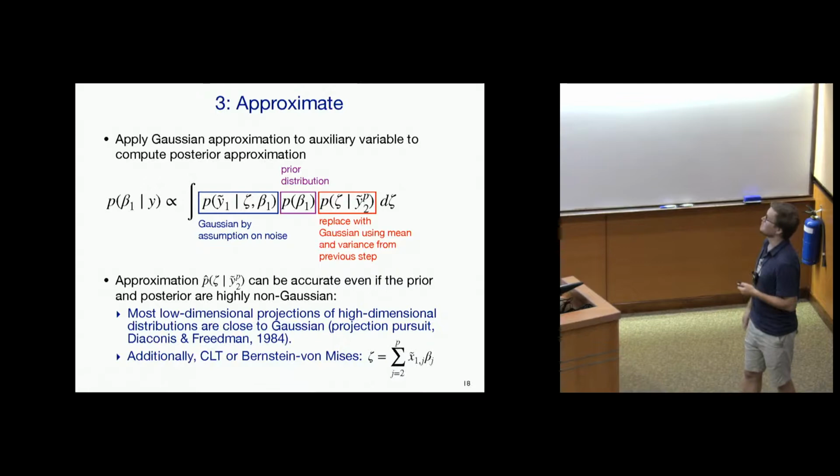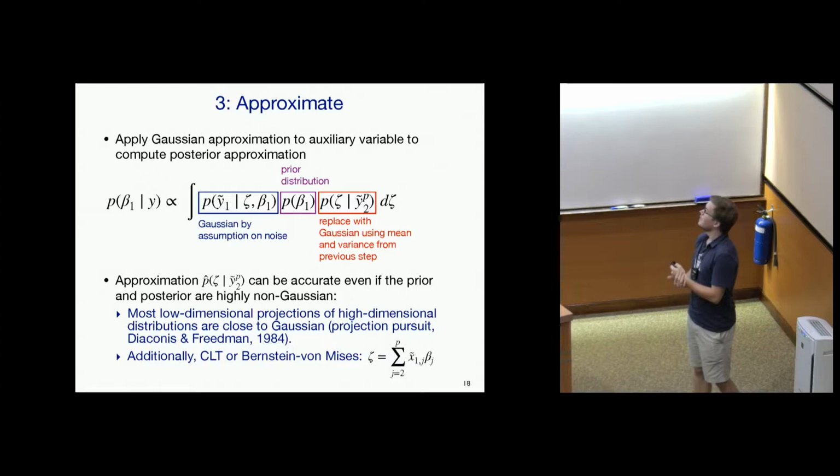We do the Gaussian approximation. So far, everything we did was exact, except for this Gaussian approximation. The whole rotation trick didn't change the posterior, but now we're doing the Gaussian approximation. So we don't get the exact marginal posterior, but we get an approximation. Then the question is, how reasonable is this Gaussian approximation? Zeta is a low-dimensional projection of these many betas. You have this beta 2 to p, given y tilde 2 to p, so that's a high-dimensional posterior, and zeta is a low-dimensional summary, a low-dimensional projection of it.